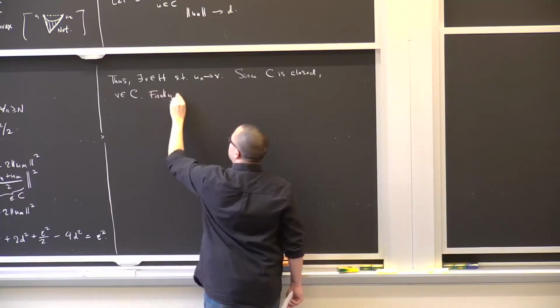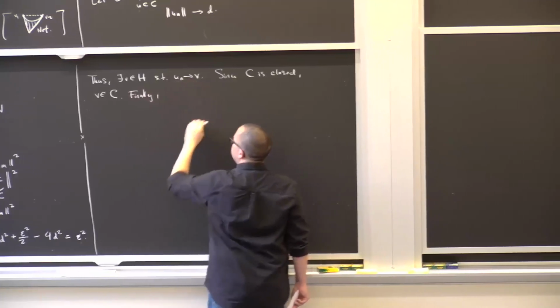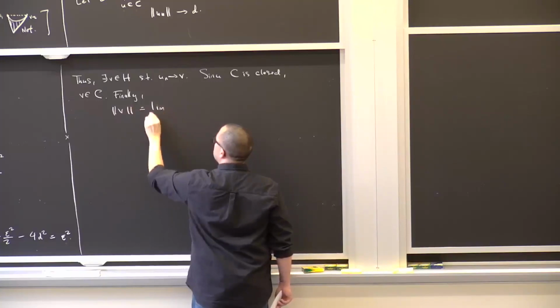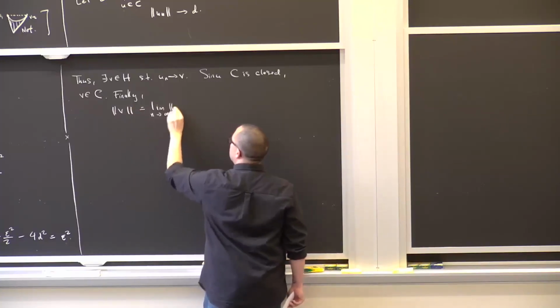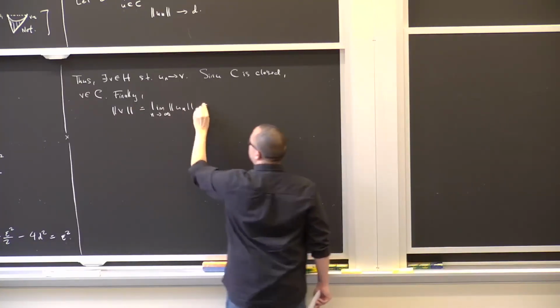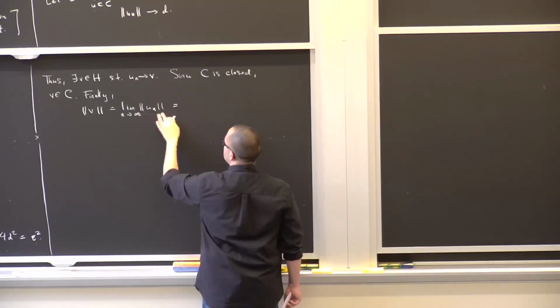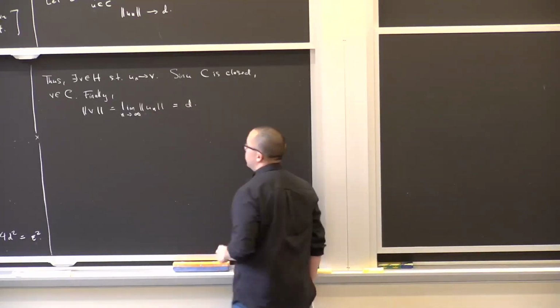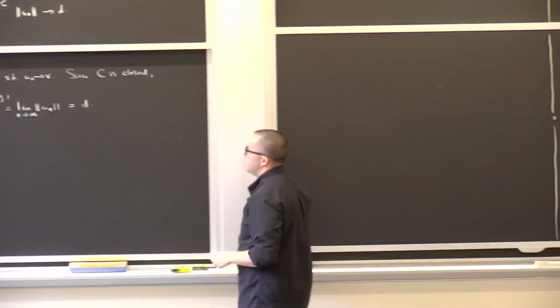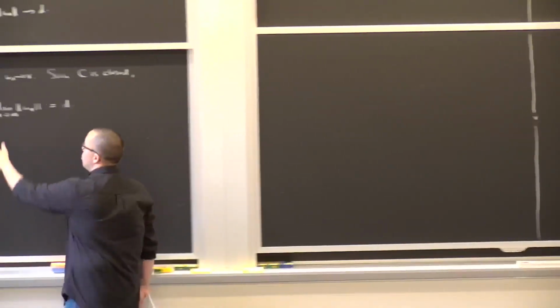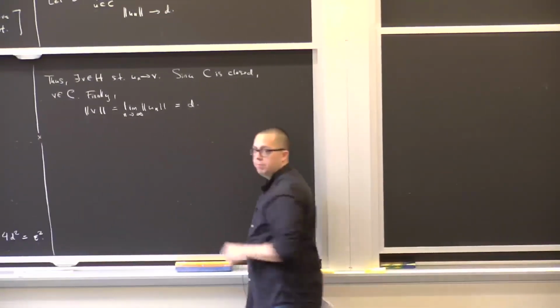Finally, since the un converge to V, we have the norm of V is equal to the limit as n goes to infinity of the norms of the un. And remember, where did we come up with these un? Their norms are supposed to be converging to D. So V is an element in C whose norm gives me D.